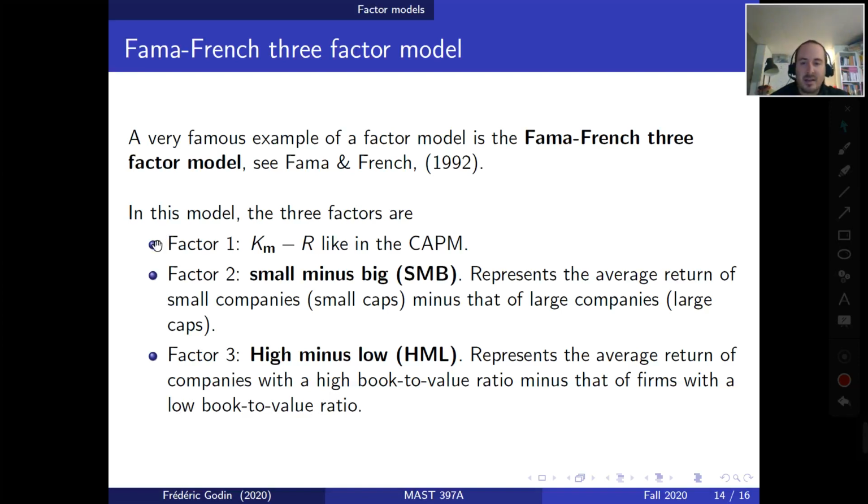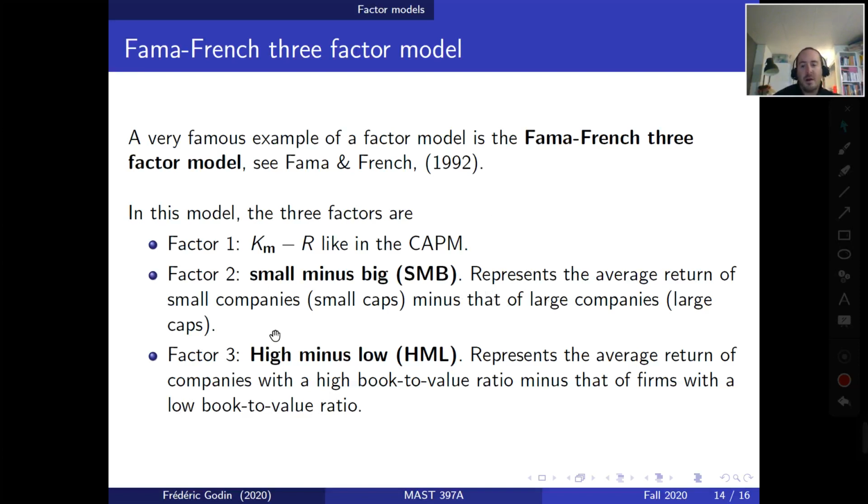The first factor is exactly the CAPM factor, which is the return on the market portfolio minus the risk-free rate. So it still preserves the first factor of the CAPM, and we can see it as an extension of the CAPM model. The second factor in their model is called the SMB factor, which stands for small minus big, and this represents the average return of small companies, or small caps, meaning small capitalizations, minus that of large companies. Small minus big is the average return of small companies over the average return of all big companies.